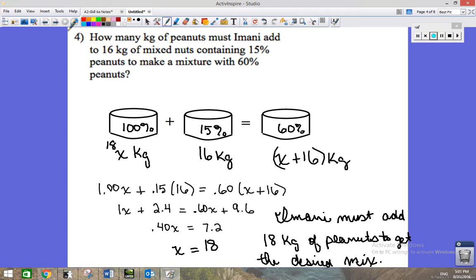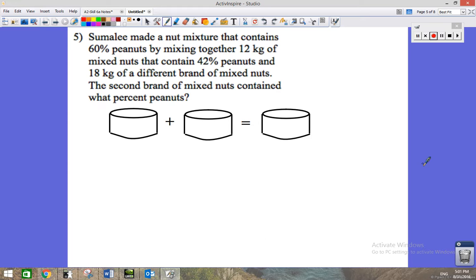Alright, so I hope that helps. Let's take a look at number 5. Suma Lee made a nut mixture that contains 60% peanuts. So she's made this. How did she make it? Well, she added 12 kilograms and 18 kilograms together. So her final mixture over here is 30 kilograms. The 12 kilograms was 60% of peanuts. And the 18 kilograms was 42%.